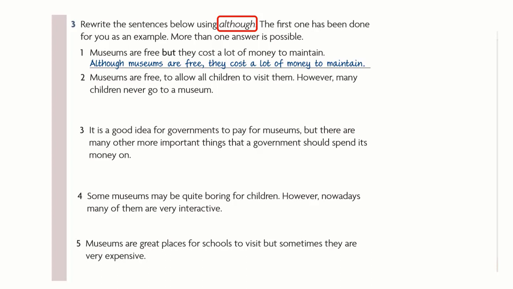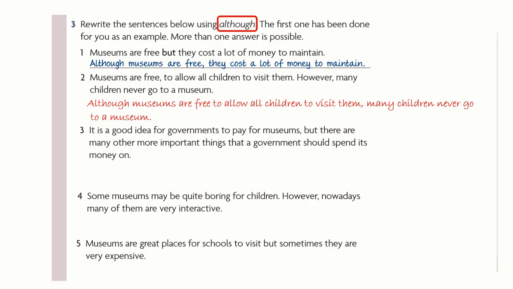Okay, let's look at sentence number 2. Museums are free to allow children to visit them. However, many children never go to a museum. And the sentence is: Although museums are free to allow all children to visit them, many children never go to a museum.